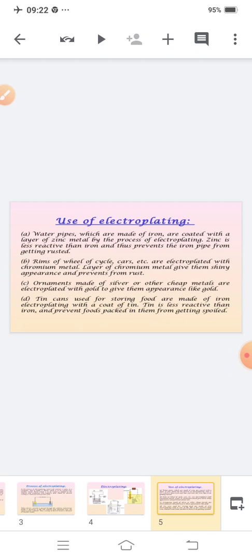Ornaments made of silver or other cheap metals are electroplated with gold to give them an appearance like gold. Tin cans used for storing food are made up of iron. Electroplating with a coat of tin. Tin is less reactive than iron and prevents food packed in them from getting spoiled. So these are the uses of electroplating.